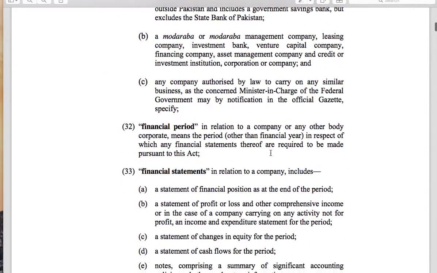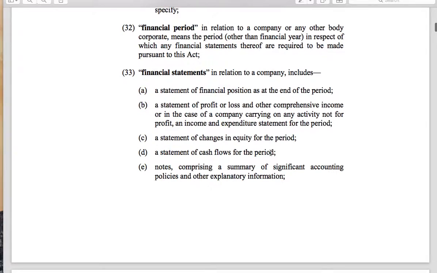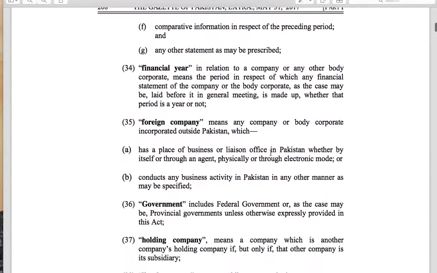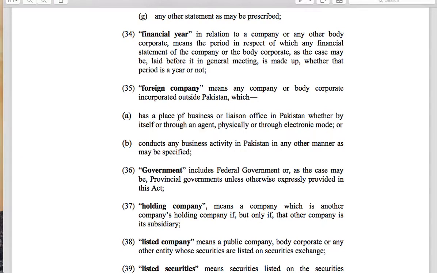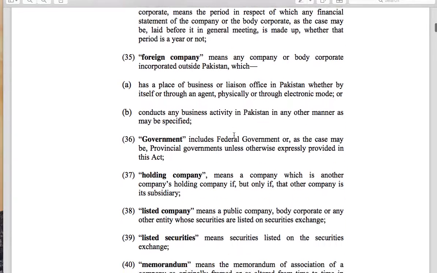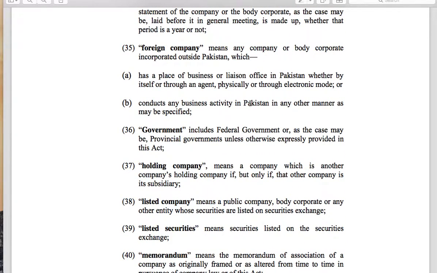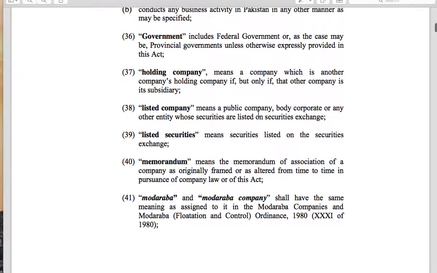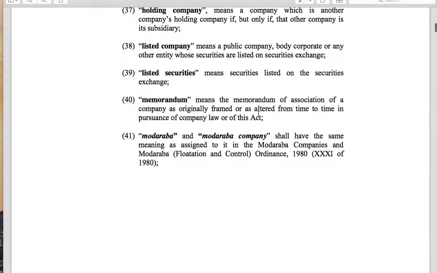Expert, financial institution, financial period, financial statements, obviously. Then financial year. Foreign company means a company incorporated outside, with a place of business or liaison office, by itself or through an agent physically. To differentiate it from foreign companies that are incorporated outside and then register with the SECP and become local companies, these are foreign companies which only have their liaison offices. Then government, holding company, listed shares.